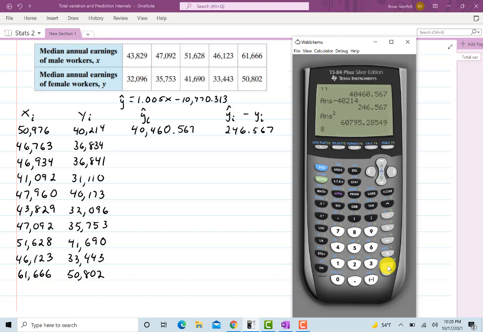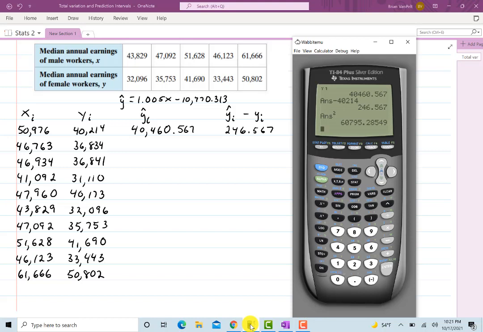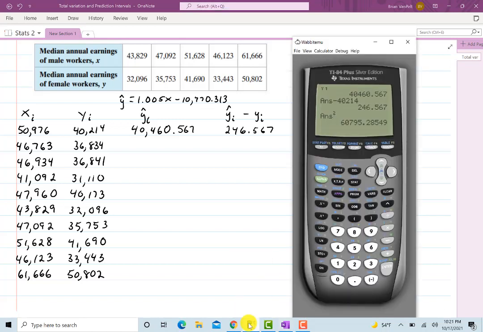I'm going to round everything to 3 decimal places. Actually, you know what? I think I'm going to go 4 decimal places because I'm going to use these in calculations later. I usually like to go 1 more decimal of accuracy than what the final answer requires, if I can. So 6795.2855. And then I move on to the next data point.